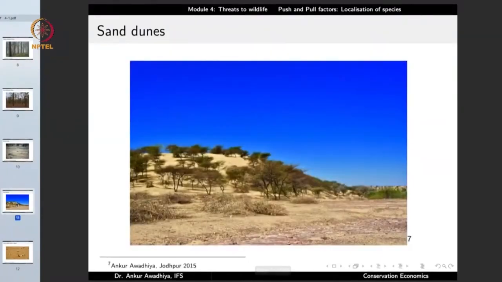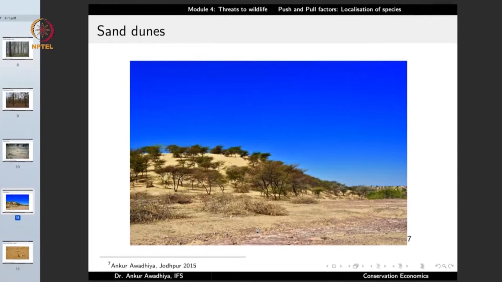Another habitat that we have is the sand dunes. Now, sand dunes are found in those locations that are even more dry. So here you can see that the sky is completely blue. You do not have a single cloud here. So this is an image from Jodhpur, and this is a sand dune. Now, these trees have been planted in this region so that the dunes get stabilized. But the typical vegetation is what you see in this location. So there is hardly any vegetation. We find some grasses, some shrubs, and a few trees, but that is pretty much all.